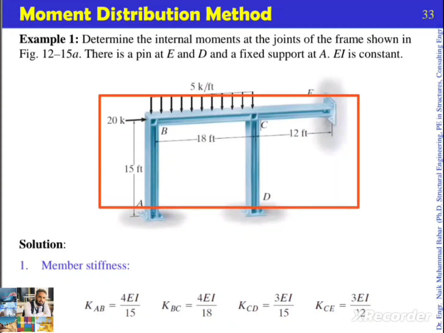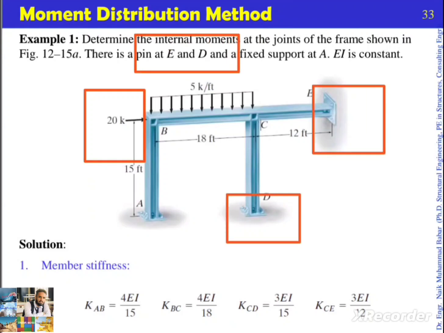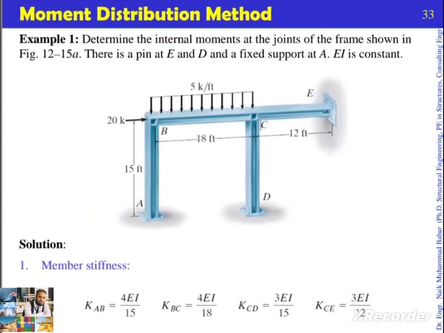So here the detailing of the frame is given. 5 kip per feet is the load intensity for BC span. A 20 kip load is applied at point B horizontally. In the question it mentions that at points E and D there is a pin support, at point A there is a fixed support. So we will find the internal response by the moment distribution method.